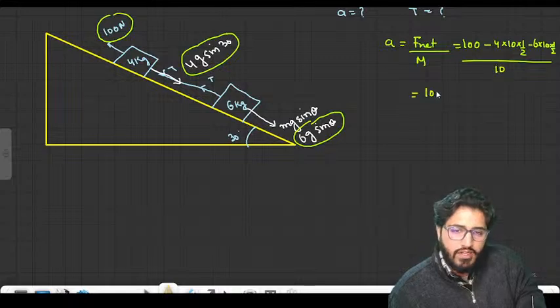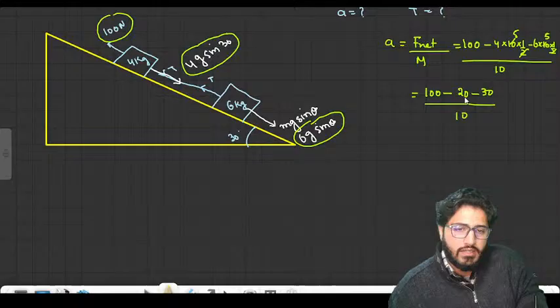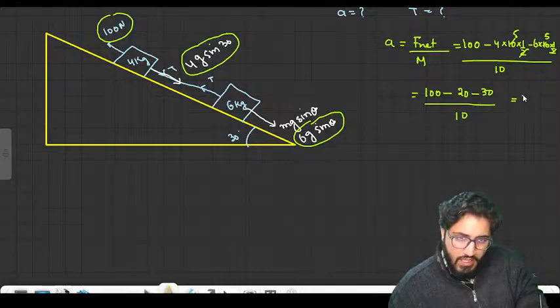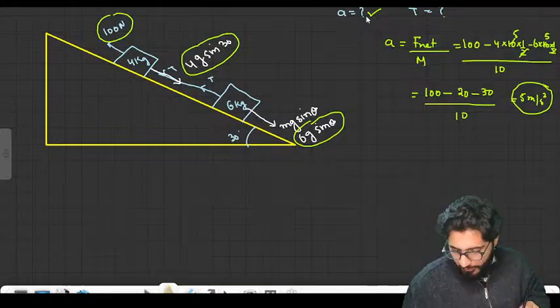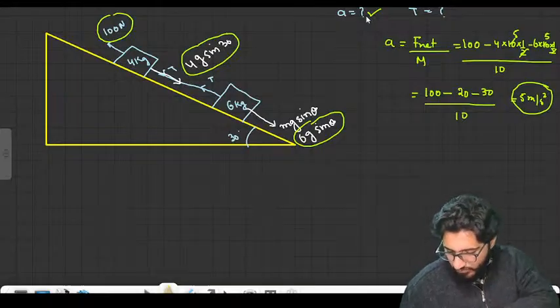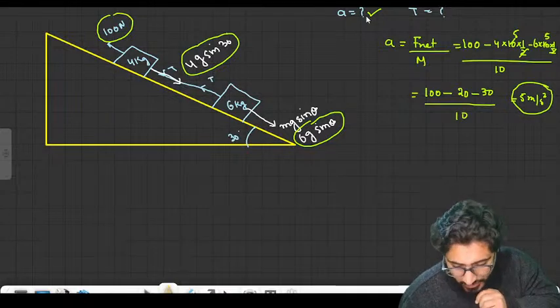Look now, 100 minus 2 1s are 2, 2 5s are 10, 5 4s are 20. It is 20, minus 2 1s are 2, 2 5s are 10, 5 6s are 30. It is 100 minus 50, 50 by 10 is 5. So it is 5 meter per second square. Now I got my acceleration as 5 meter per second square.